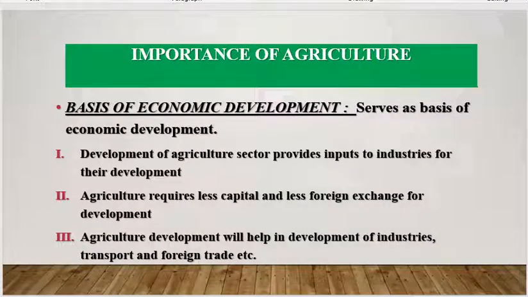Basis of economic development. It also serves as a basis of economic development. Development of the agriculture sector provides input to industry for its development. Agriculture is more labor intensive, so it requires less capital and less foreign exchange for development. Agricultural development will also help in the development of industry because it provides raw material. So the income of the farming community increases, they will also demand more industrial products, and so it will enhance transport and foreign trade, etc.